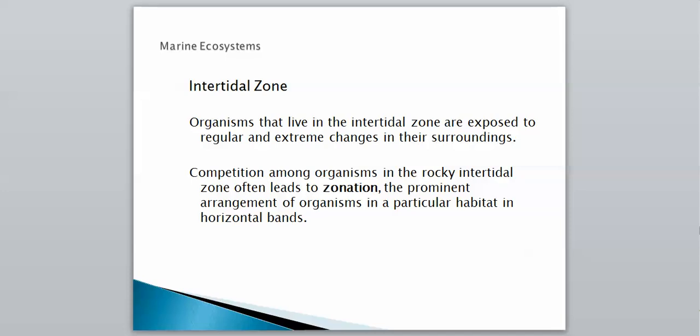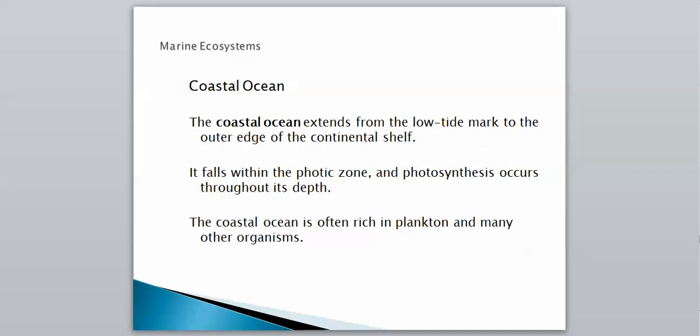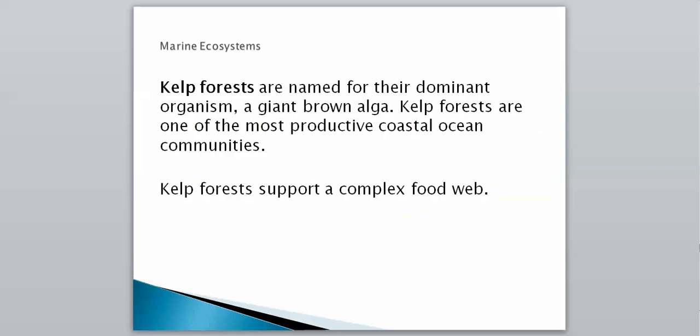because they stay in horizontal bands. So our next area is the coastal ocean, and the coastal ocean extends from the low tide mark to the outer edge of the continental shelf. The continental shelf is a drop off there to go down into the deepest parts of the ocean. It falls within the photic zone, and therefore photosynthesis occurs throughout this area. The coastal ocean is often rich in plankton and many other organisms as well. So there's a lot of light here, a lot of life occurring in the coastal ocean.